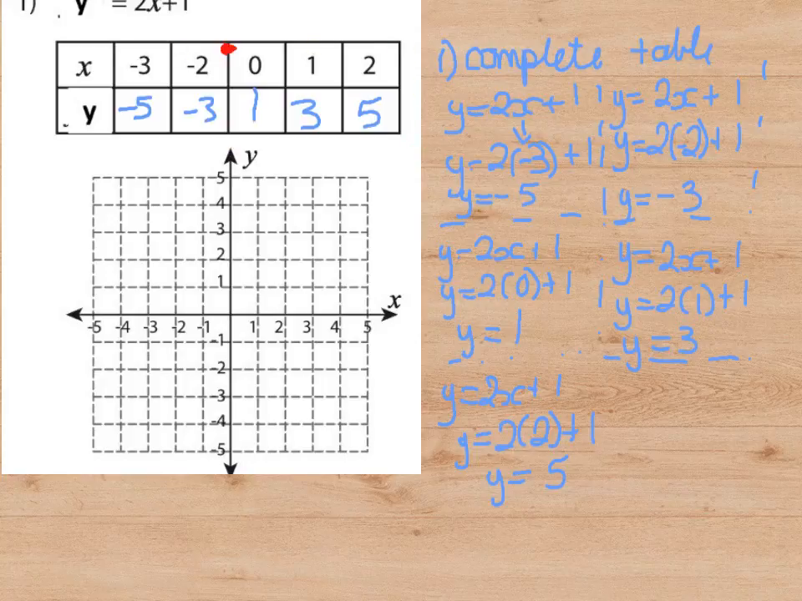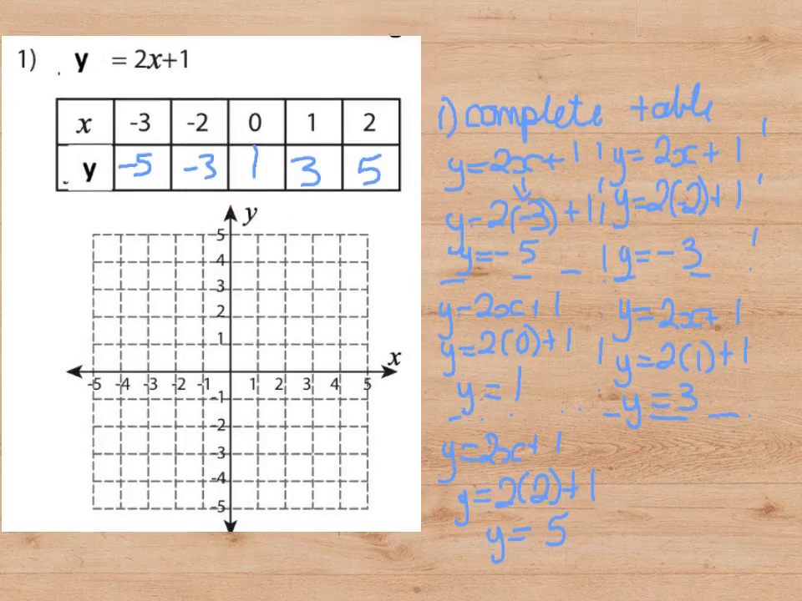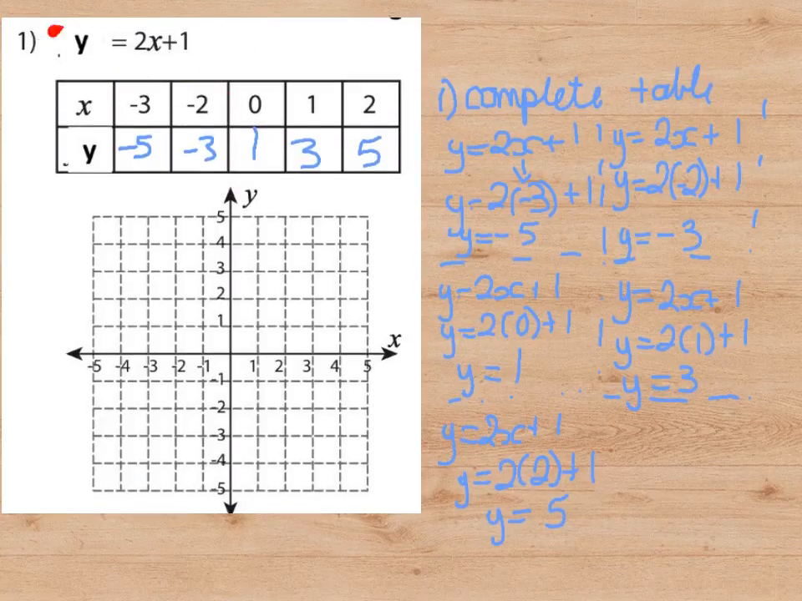These are all points on the line of 2x plus 1. These are all of the points. Well, not all of them, but most of them. You can't just plot random points and say this is 2x plus 1. No, you have to actually test it out.